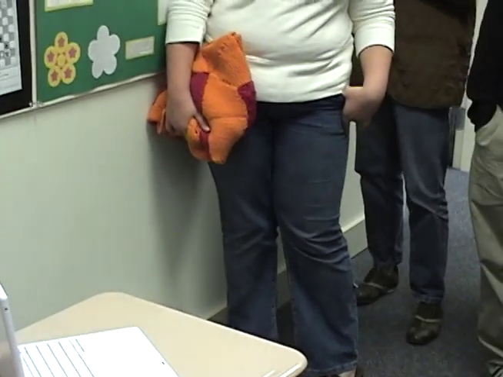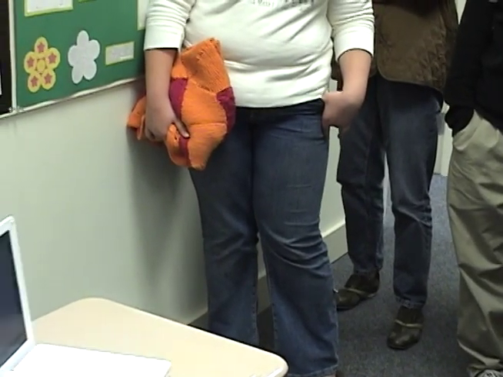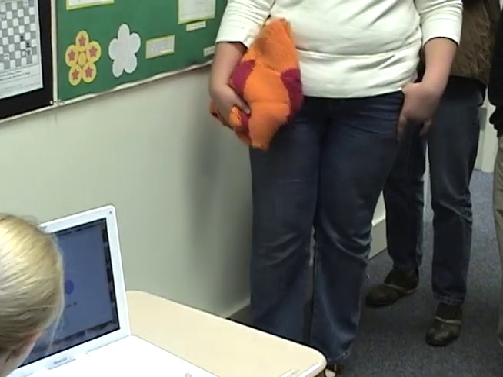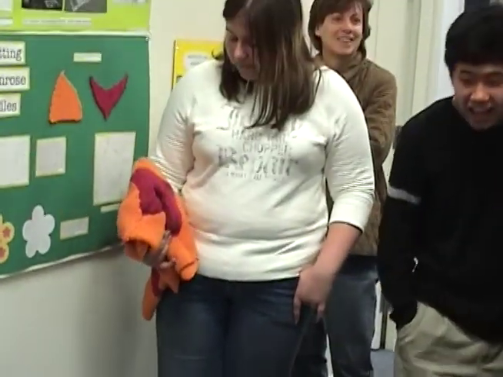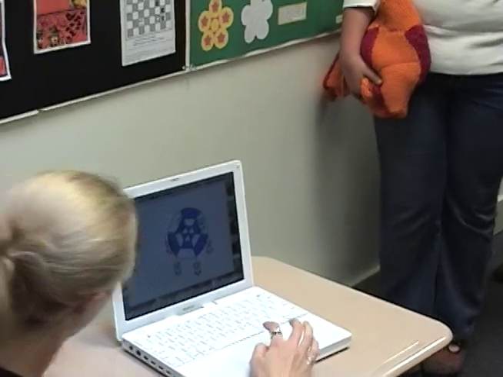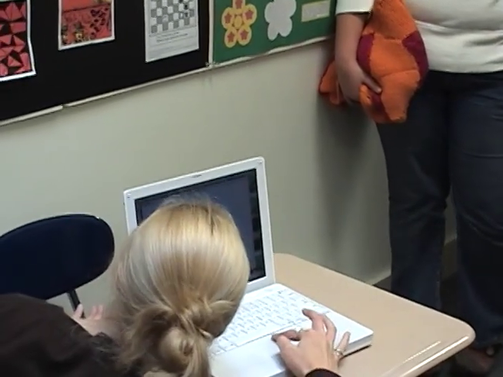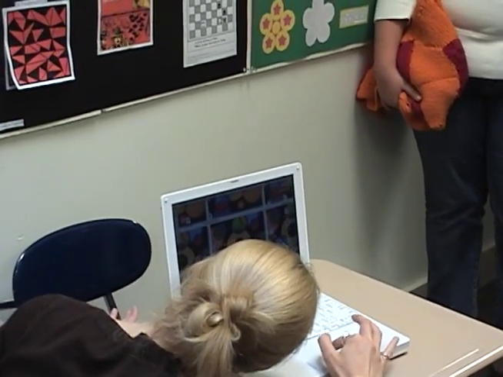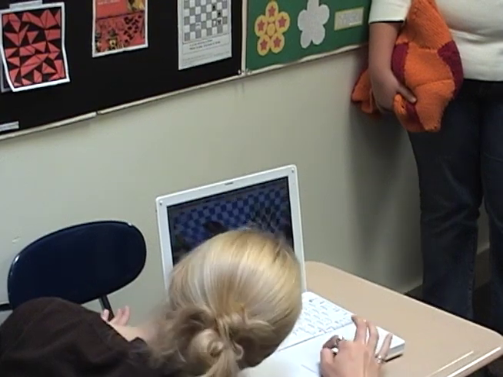So I made a juggling clown. He changes color as well. And then I also made the Ferris wheel with little smiling people that spin around. And then I put them all together to create my final project.